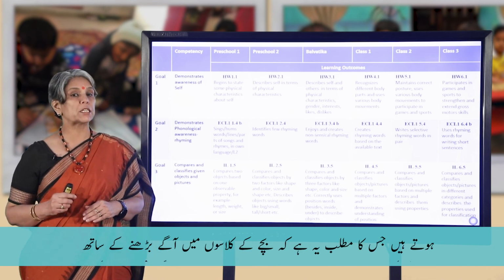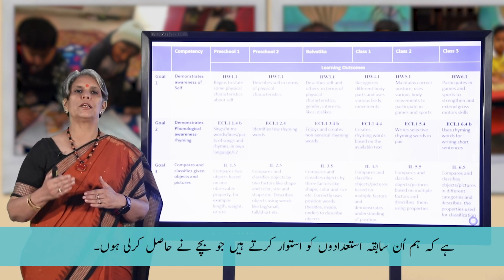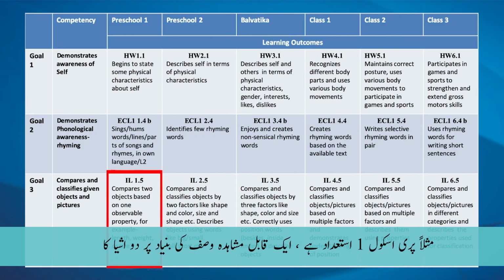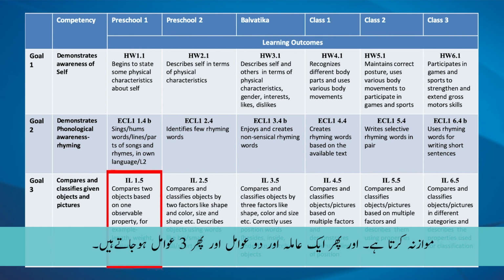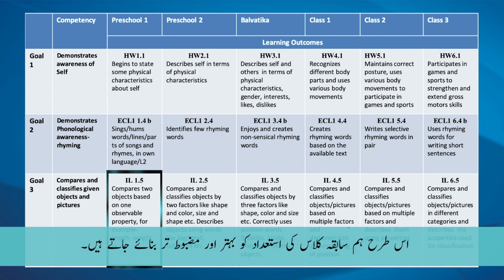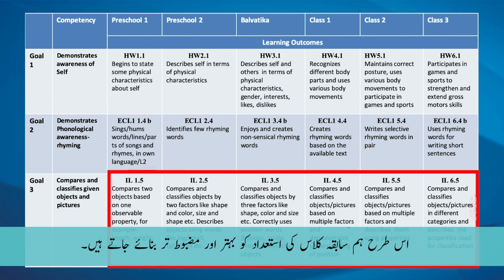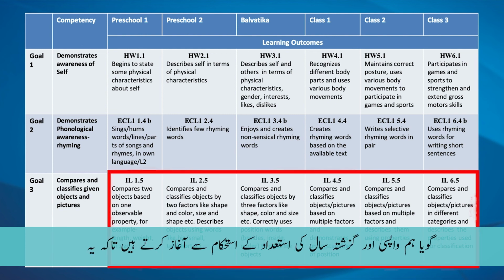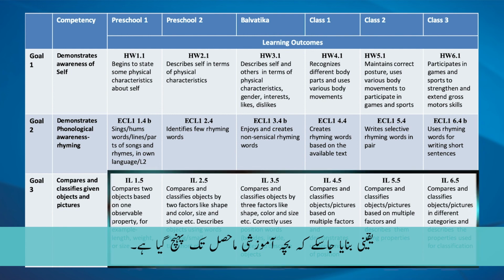And it is also a spiral in the sense that we build on the earlier competencies that the child has acquired. For example, in preschool 1, it is compares 2 objects based on 1 observable property and then 2 factors and then 3 factors. So we keep building on the competency of the earlier class and then go slightly deeper in the next class and then slightly deeper. So we keep coming back and start building on the previous year's competency so that we ensure that the child has achieved the learning outcomes.